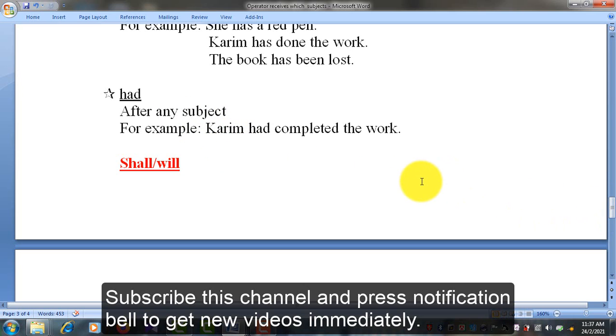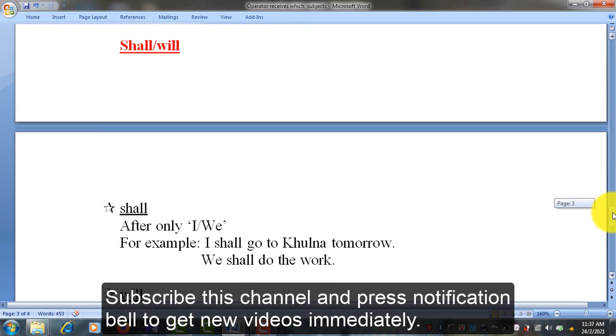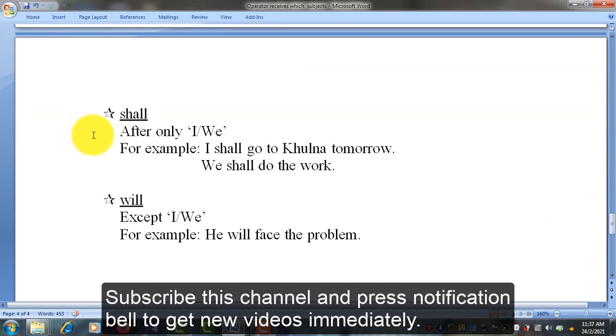Now, in case of future tense, okay, where to use shall or will? Shall. After only I or we. Whenever you see I or we is used as subject of any sentence, okay, you can use shall. Okay, for example, I shall go to Khulna tomorrow. Look at the example. Here the operator shall has been used after the subject I.